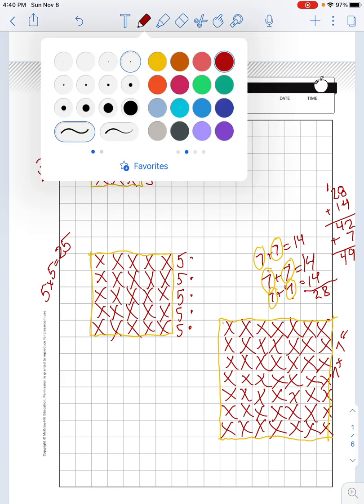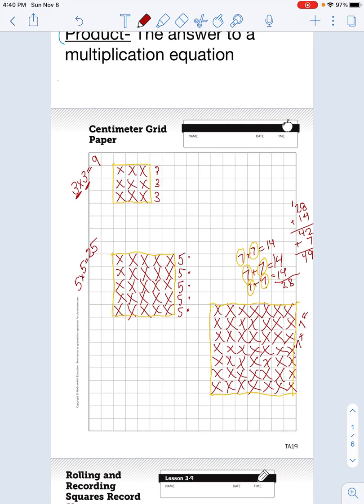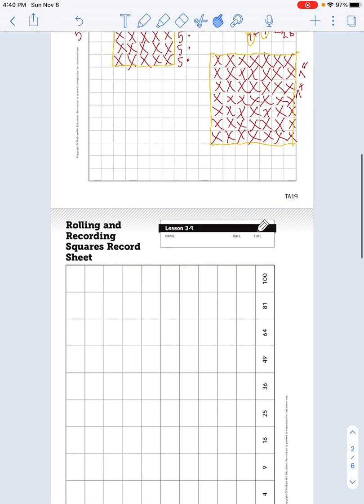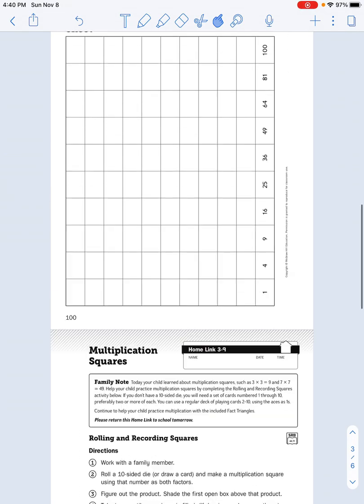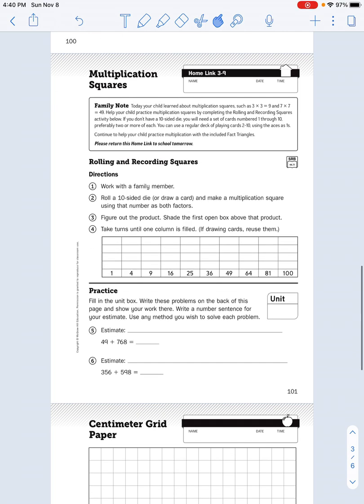Okay, so you guys are going to be playing a game today with multiplication squares. This is just a bigger version of it right here, but this is yours. So you need a 10-sided dice or some playing cards. If you don't have either of those, that's fine. You'll need to click on the link that I put on the assignment page, and there's a digital dice that you can use. You'll need to click on the 10-sided die to use it.